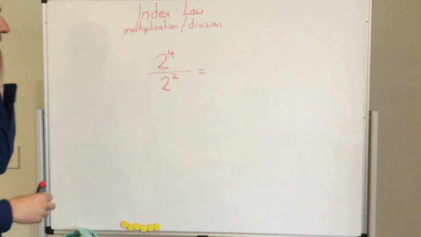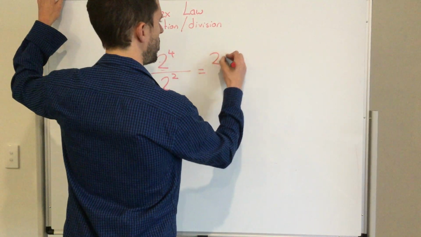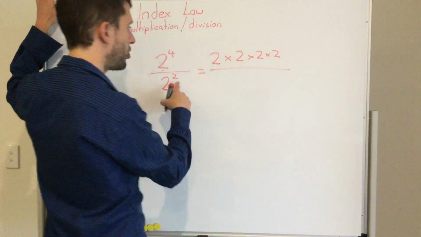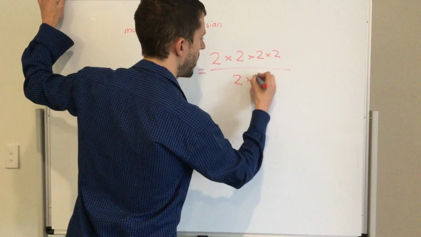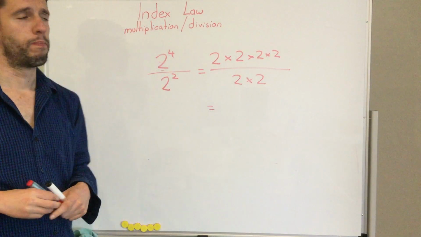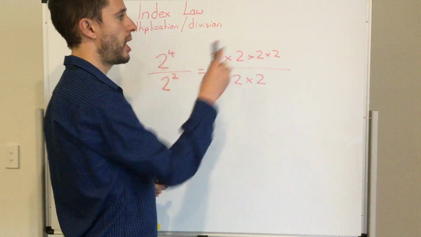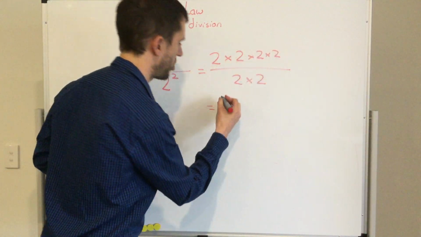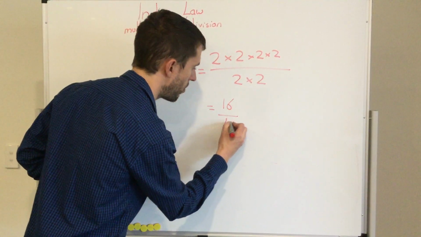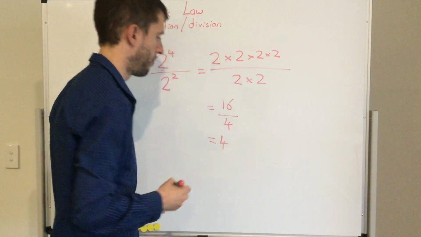Now we're just going to solve it normally and check our answer. 2 to the power of 4 is 2 times 2 times 2 times 2. 2 to the power of 2 is 2 times 2. We're going to actually solve it. 2 times 2 equals 4. 4 times 2 equals 8. 8 times 2 equals 16. Divided by 2 times 2 equals 4. 16 divided by 4 equals 4.